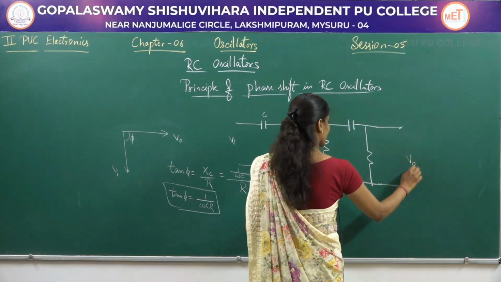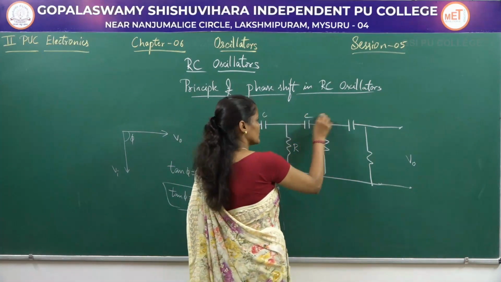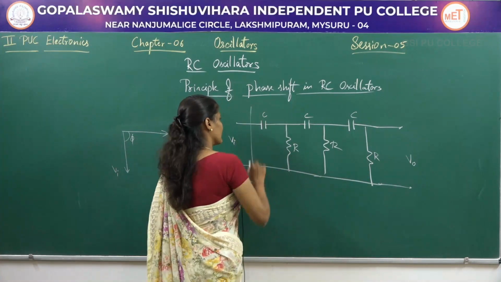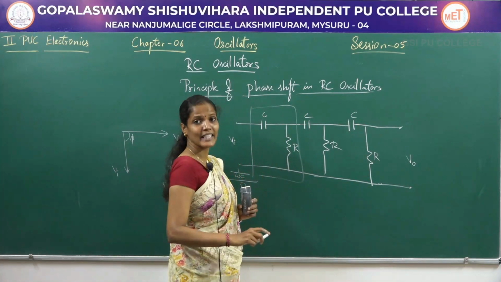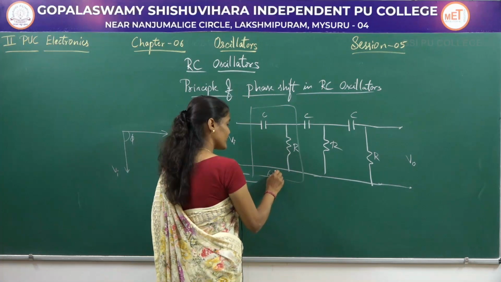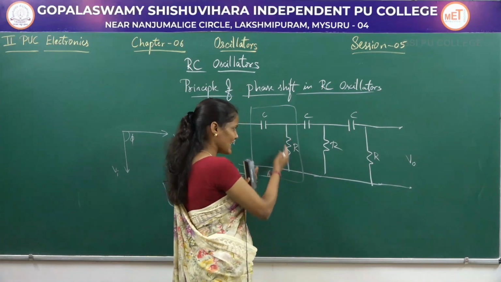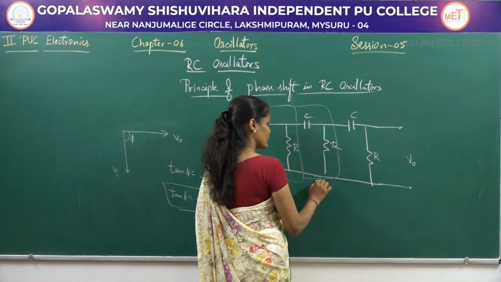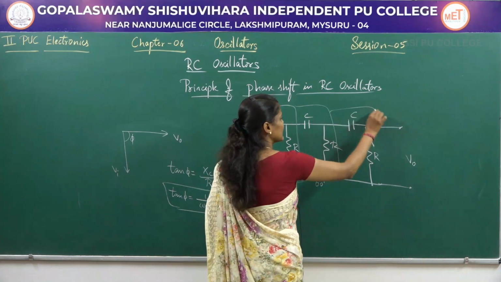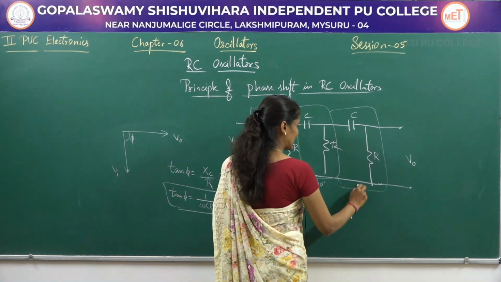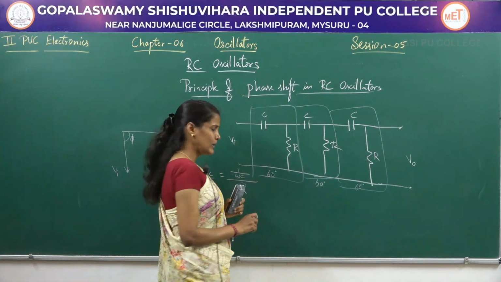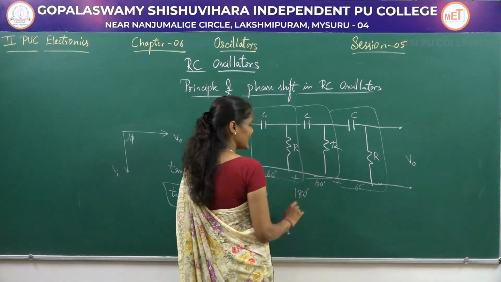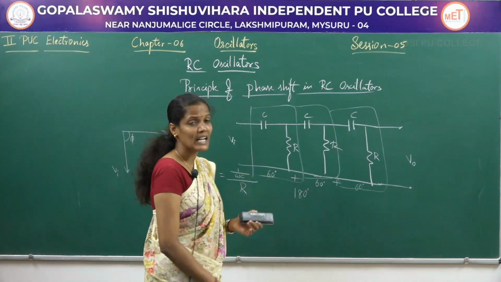Across this last resistor we will be taking the output. So these are C and these are R. Each network, each set of this RC, will be producing a phase shift of 60 degrees. So this R and C network will produce a phase shift of 60 degrees, and this R and C will produce a phase shift of 60 degrees, and another 60 degrees will be produced by this last set. So totally there will be a phase shift of 60 plus 60 plus 60, that is 180 degrees, provided by this RC network.